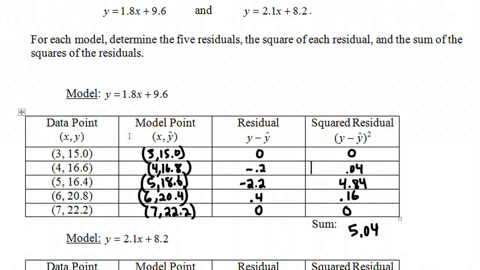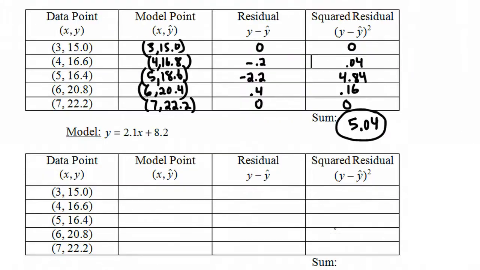I've filled out the rest of the table. Notice I found all the squared residuals. Some of the residuals are negative, but when you square them, they're all positive. When I summed up all of these squared residuals, I got 5.04. So that's, in some sense, a measure of the error in our model. If we had an error smaller than 5.04, we'd have a better model. So let's check the next model.